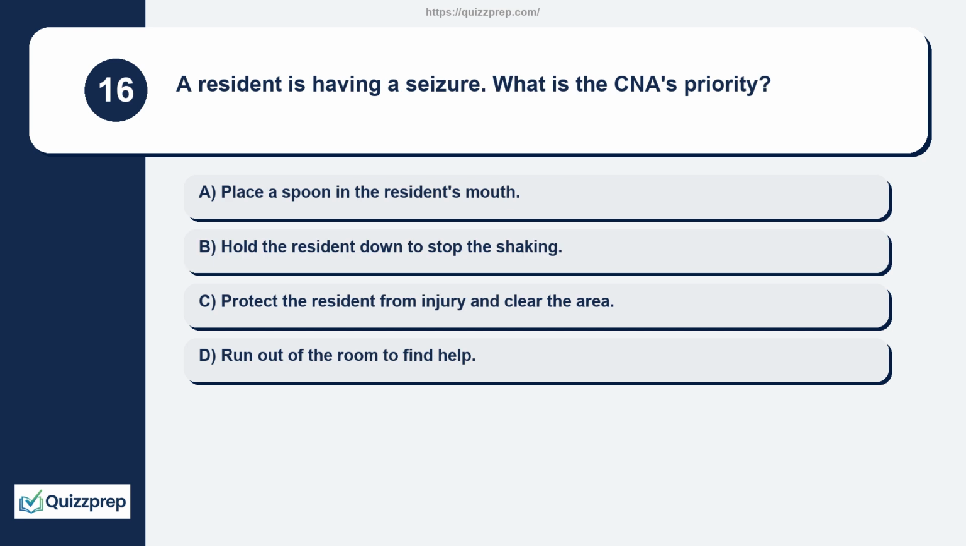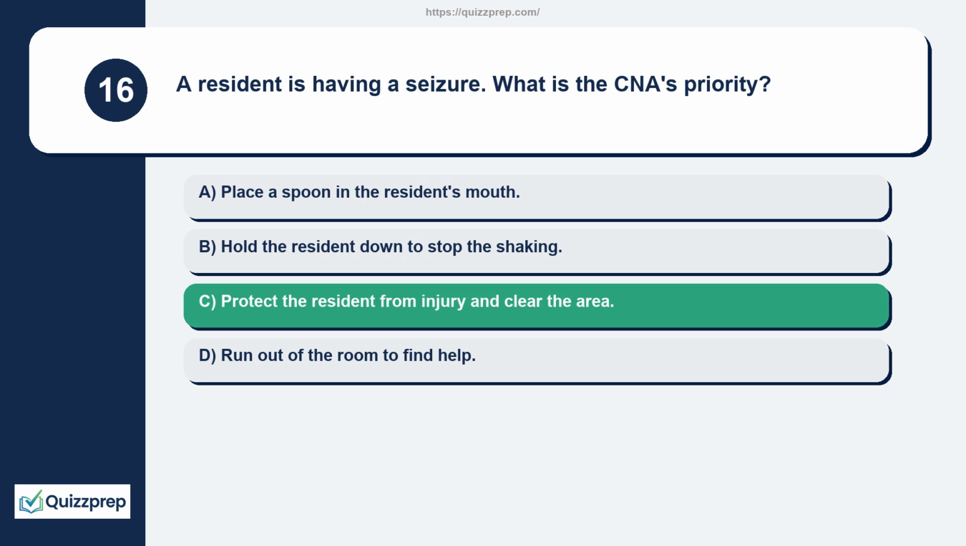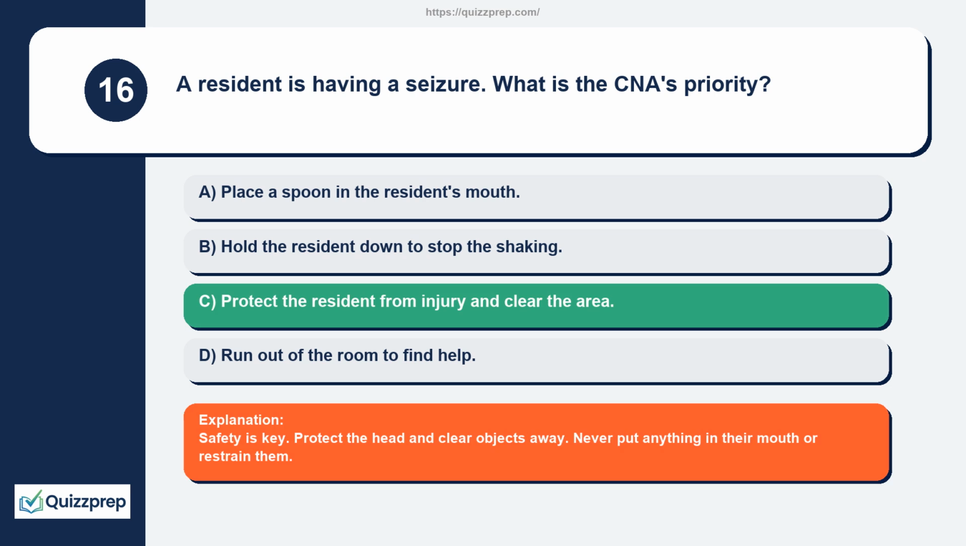Question 16. A resident is having a seizure. What is the CNA's priority? Place a spoon in the resident's mouth. Hold the resident down to stop the shaking. Protect the resident from injury and clear the area. Run out of the room to find help. Safety is key. Protect the head and clear objects away. Never put anything in their mouth or restrain them.